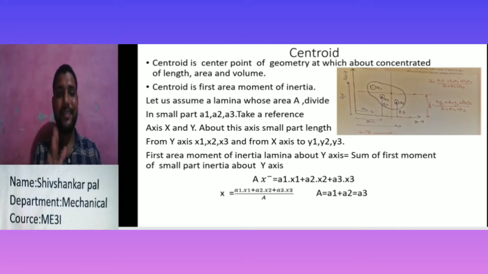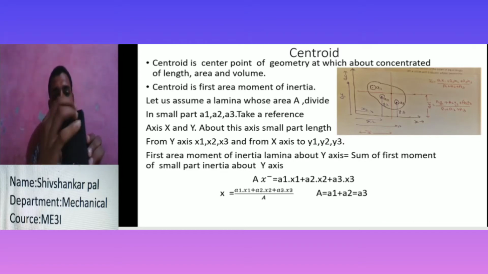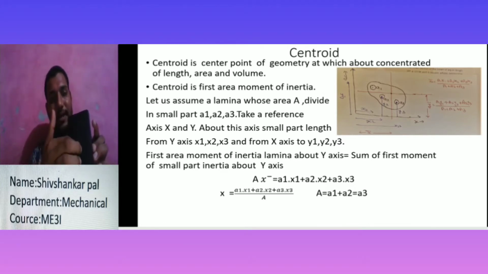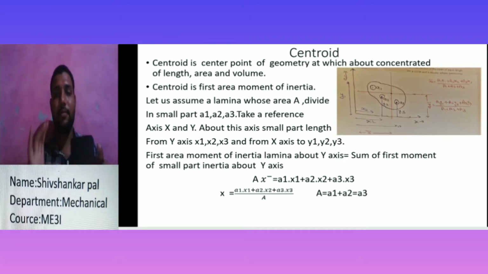Centroid is the center point of a geometry at which length, area and volume are concentrated. Simply, take our phone, that is the geometry, that is the front side of the geometry. Suppose half of the length and half of the width, that is the point, that is the centroid. That centroid, about which length, area and volume are concentrated, is known as the centroid.